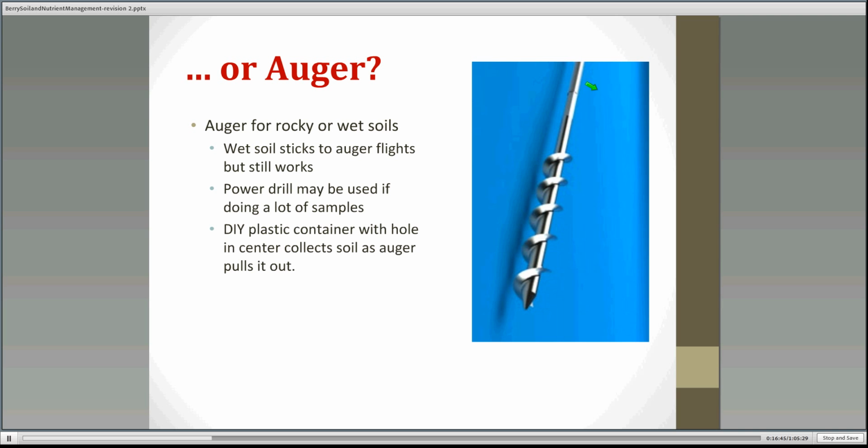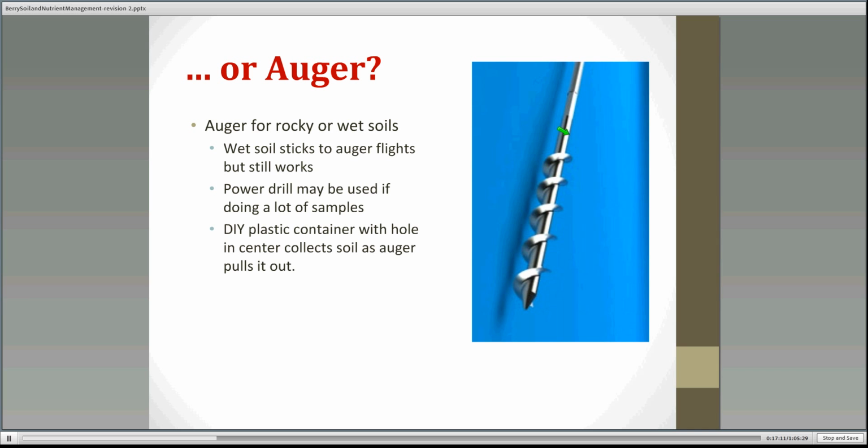The same thing can be done with the auger, where you measure, let's say, 8 inches from the tip to the top, and make sure and put your electrical tape there, and then you know that you're going to that depth consistently. Another benefit of the auger is that you can actually set them up so that you can put them on a power drill if you're doing a lot of samples.